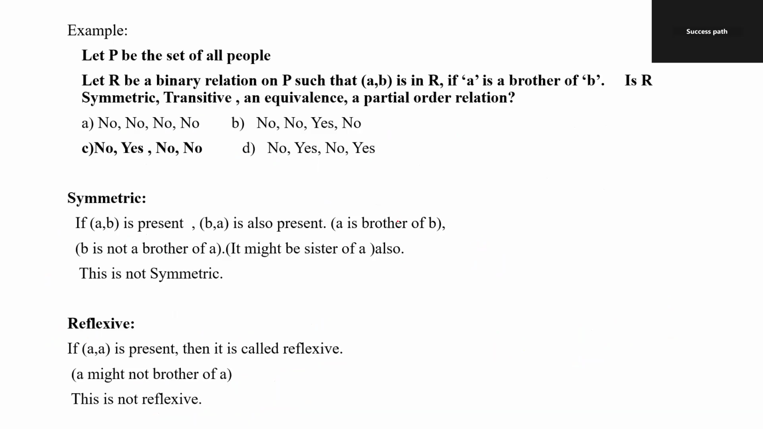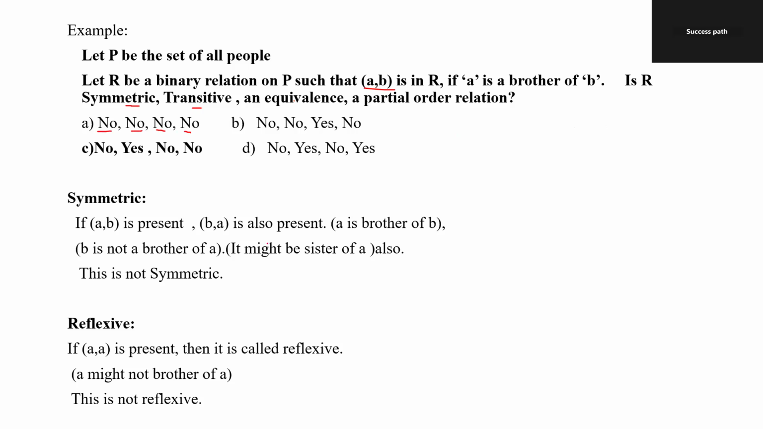Okay, next important question. Let P be the set of all people. Let R be the binary relation on P such that A comma B in R, actually in relation. My question will be, if A is a brother of B, is R symmetric, transitive, equivalence, partial ordering relation? So when they have given it like this with commas, we have to check in that order actually. This is symmetric, this is transitive, this is equivalence, this is partial ordering. That's the meaning actually. Okay, so that order must be there.